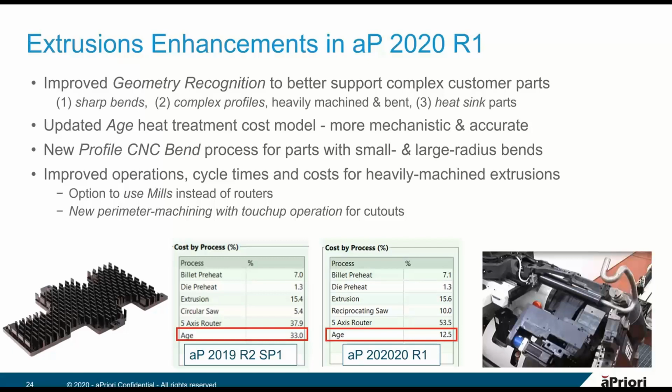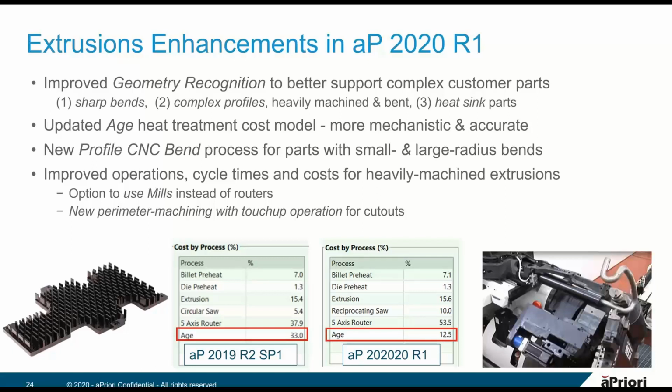And then finally, we've updated the model to better handle very heavily machined extrusions that we also have seen from some of our early adopters. In truth, we were not necessarily setting out to support those part types when we initially designed our extrusions cost model, but those are the part types our early adopters are using. And so we've done a couple of things based on their practices. One is that we now provide an option to use 3 and 5-axis mills to perform the post-extrusion machining, in addition to the 3 and 5-axis routers that we had in our initial release. Routers are still the default, but you can make mills your default in your deployment.